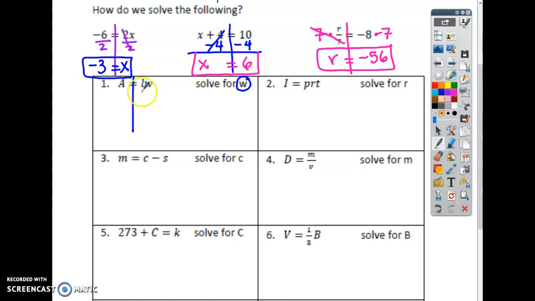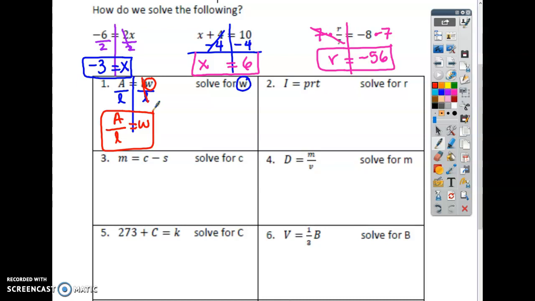So I'm going to divide by L on both sides. Divide. Because I want to get rid of it. Okay, you cancel it. And then, what do I do now? You're done. That's it. I'm done. My answer is W equals A divided by L. Done. You don't have to divide. You don't have to do anything. You're not even going to need Desmos today.